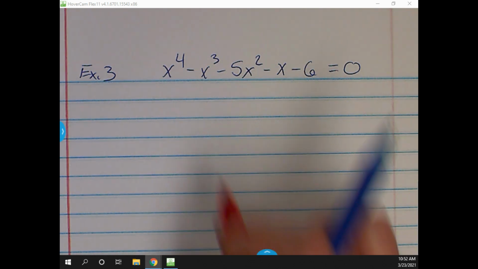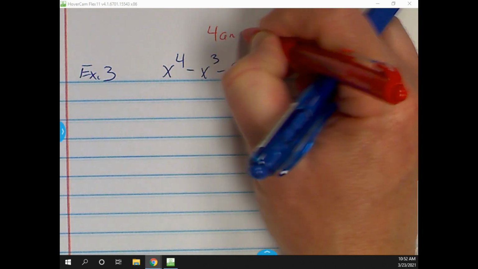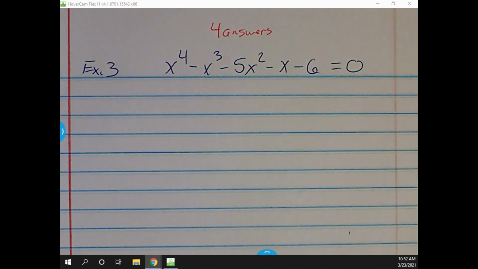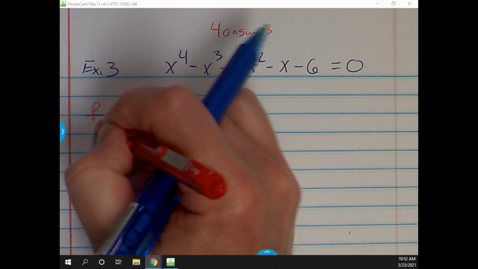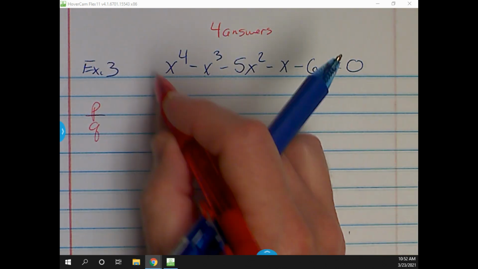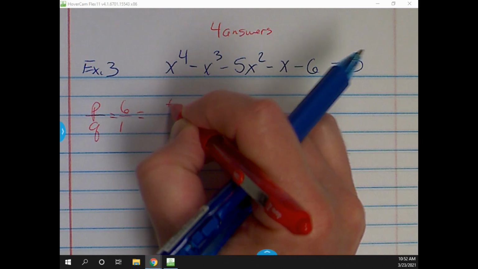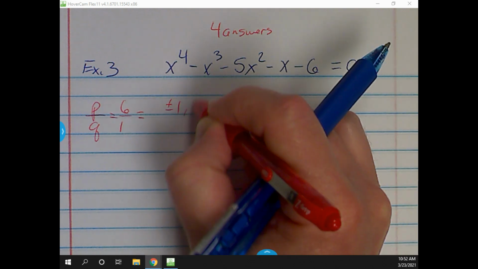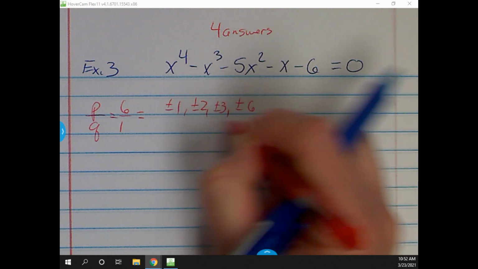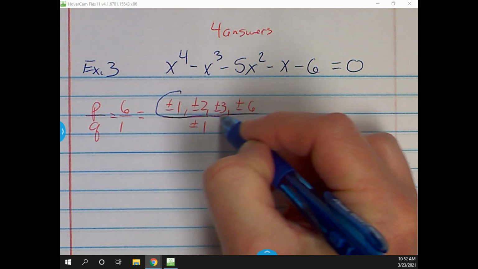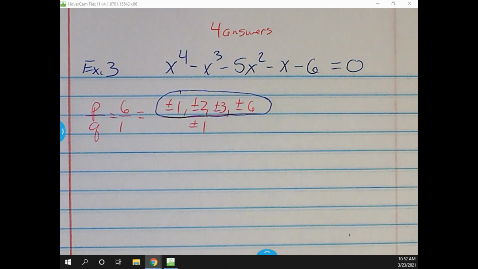The one thing we do know is it starts off with x to the fourth. So we know we're looking for 4 answers. We're going to go ahead and do P over Q, which for this one won't be too bad, because P is -6 and Q is 1. So it's the factors of 6. That's 1 times 6, or 2 times 3. And that's over 1. And the good news is if it's over 1, then there's all your possible answers right there, because if you divide everything by 1, it doesn't change anything. So it's just 1, 2, 3, or 6.